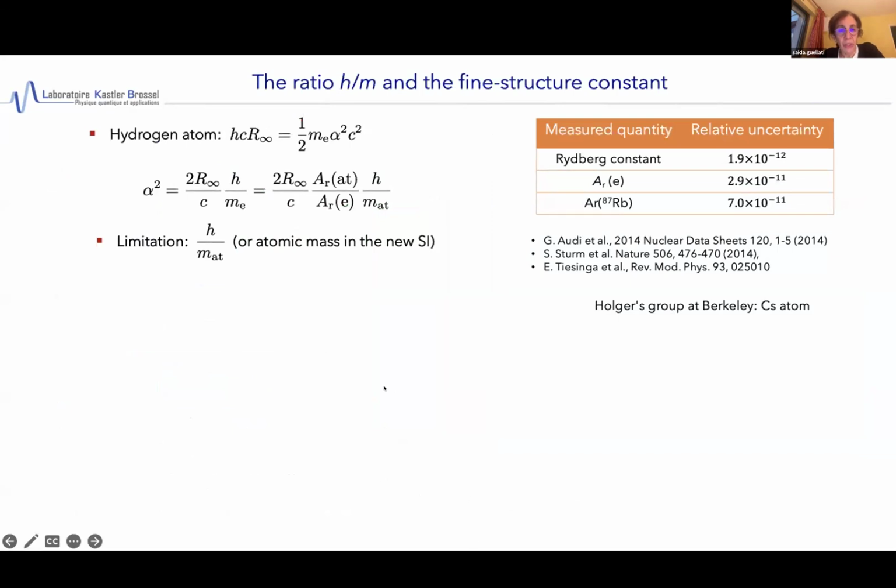In our approach, we determine alpha from the measurement of the ratio h/m using this simple formula, where you have the Rydberg constant, the relative atomic mass, the relative electron mass, and the h/m ratio. The uncertainty on alpha is currently limited by this term. There are two groups in the world working on this experiment: the group of Holger Müller at Berkeley, who work on cesium, and our group in Paris, where we use rubidium.